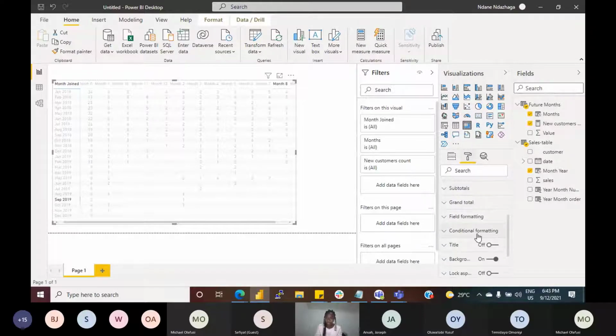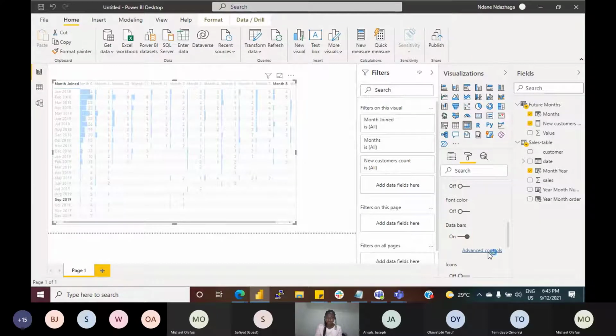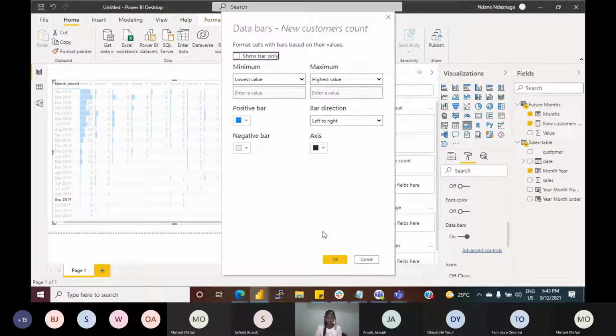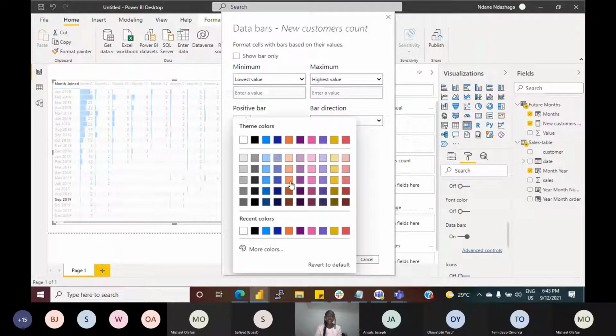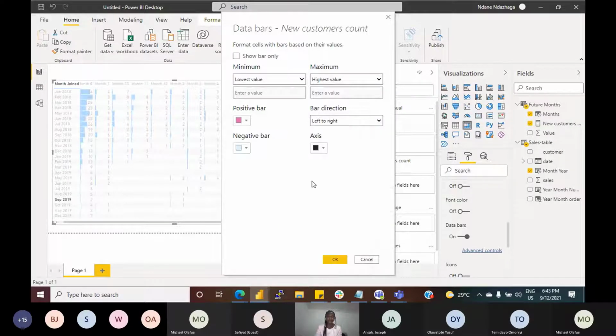So if you don't want to look at numbers, you can see the trends using conditional formatting. Data bars, you turn it on. Advanced control. If I'm moving too fast, let me know. So you now select the color that you want to show the trends.